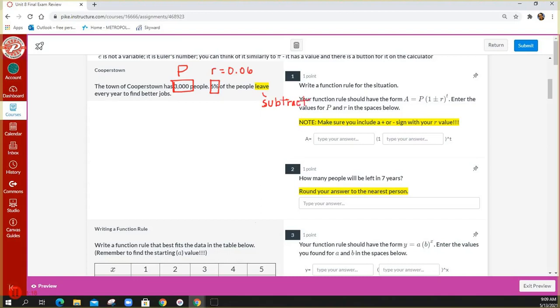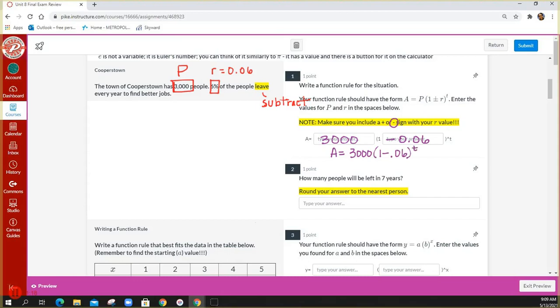Okay, so your a value, which you want to type in, you want to type in your 3,000. And then because they're leaving, you have to include that minus sign. So you want to put minus 0.06. So your equation essentially is 3,000 parentheses 1 minus 0.06 to the power of t.